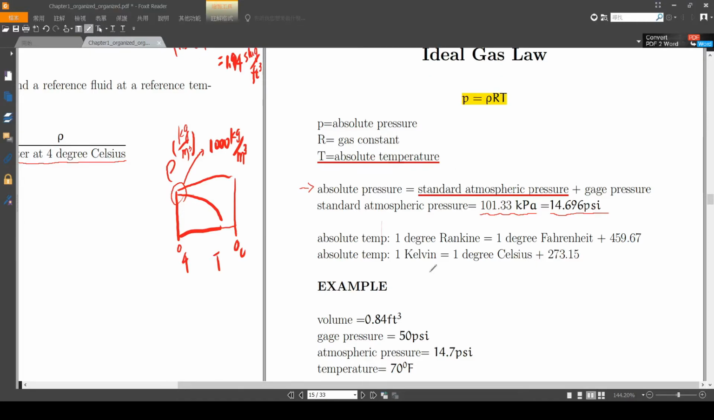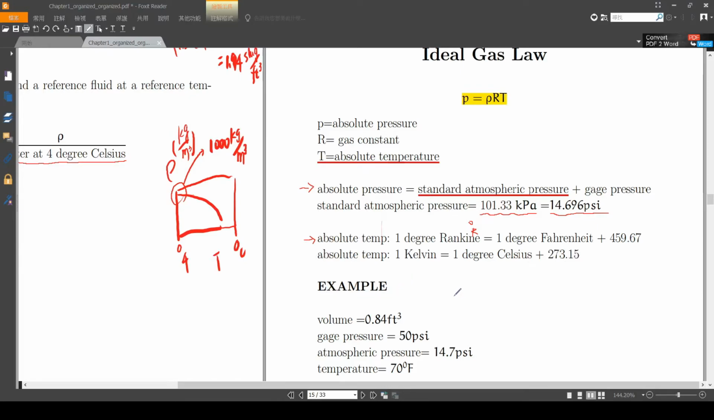Next, what we have introduced before is the absolute temperature. If you are in the BG system, then it's degrees Rankine. Degree Rankine is the absolute temperature, which is equal to the degree Fahrenheit plus 459.67. And if it's in the SI system, then it's the Kelvin. The unit is only K, which is equal to the degree Celsius plus 273.15, right? So the following is the example.